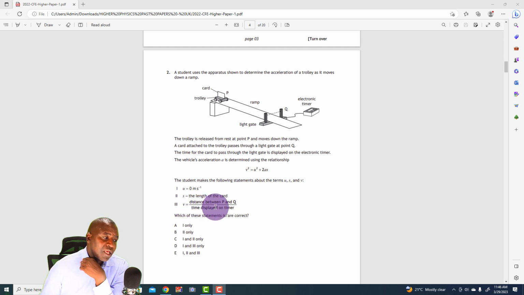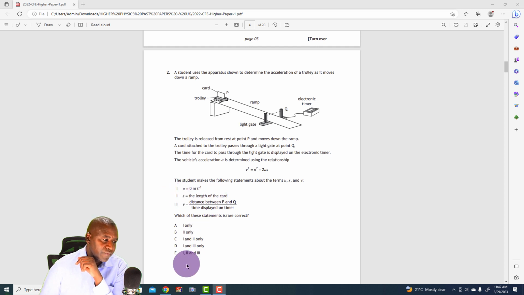v is the distance between P and Q divided by the time displayed on the card. Of course, this is not true, because the time that is displayed on the electronic timer is the time taken by the trolley to travel a distance equal to the length of this card at this point here. So when we look at these options here, which of these statements is or are correct? You find that 1 is not correct. u is not 0. It has a value. 2 only: s, the length of the card. And I tend to agree with this, that it is only statement number 2 that is correct.